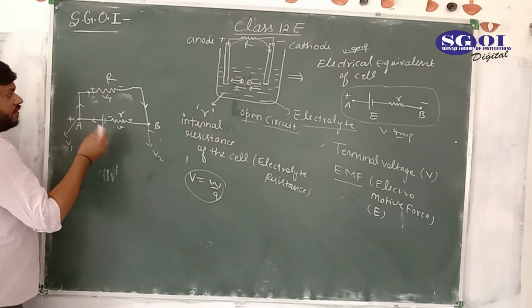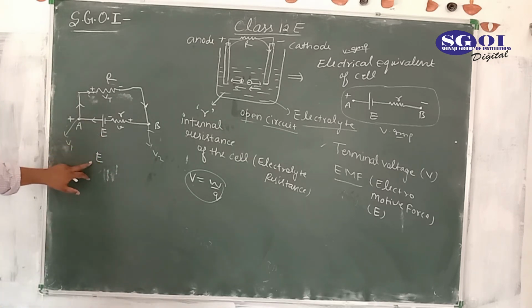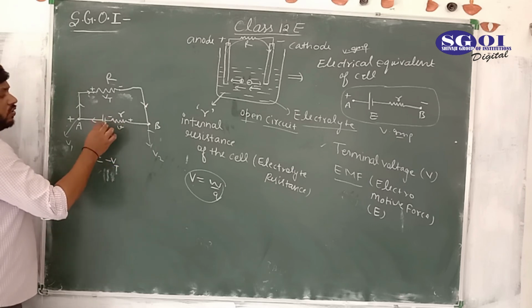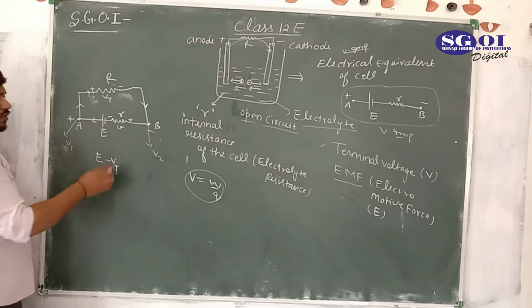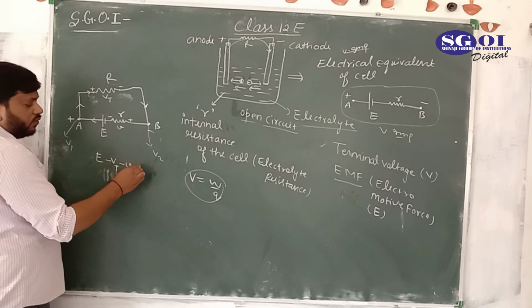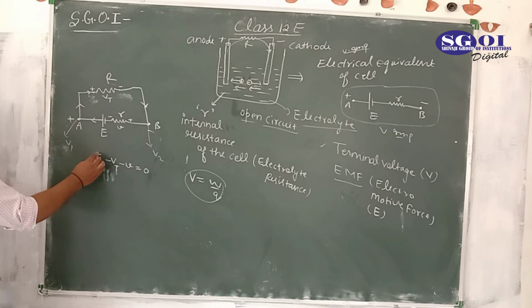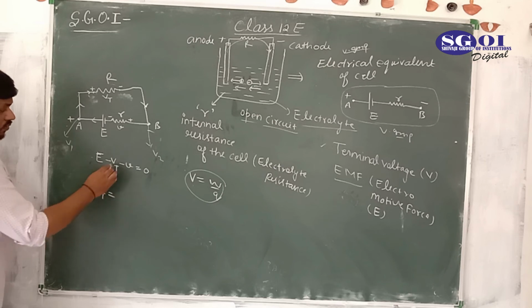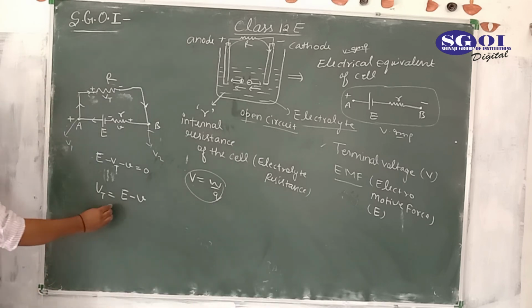Now apply the KVL. Take E as the reference voltage. Plus and plus connected repel, so the sign of this will be different. So this is minus VT. Now this is negative and this is negative, and this would also repel, so its sign will also be opposite: E minus VT minus v equals 0. The algebraic sum of all the voltages is equal to 0. Now, VT equals E minus v.